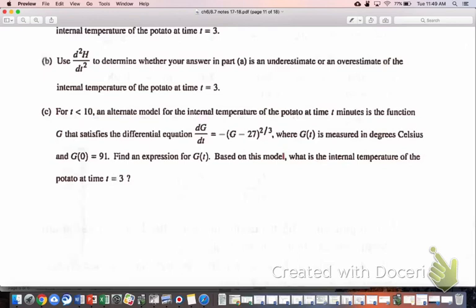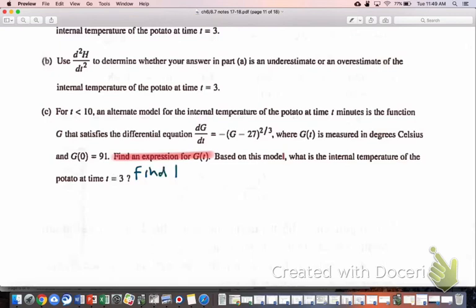Say again? I think more than one word is needed. Find an expression for G of t. Okay? Find an expression for G of t. So they gave you a differential equation, dg/dt, and they say, hey, let's find G of t. That's a really disguised way of saying find the particular solution.